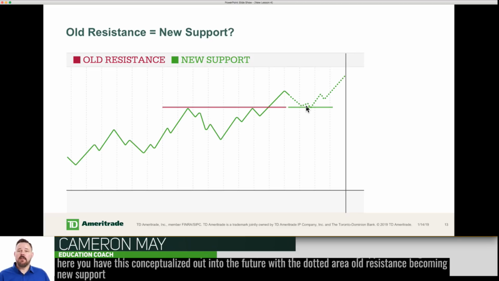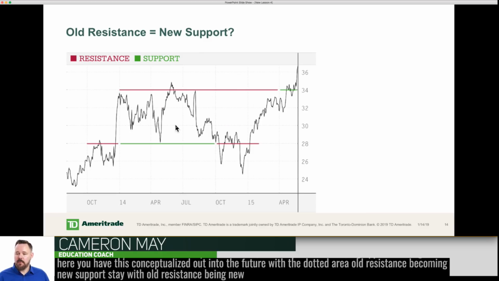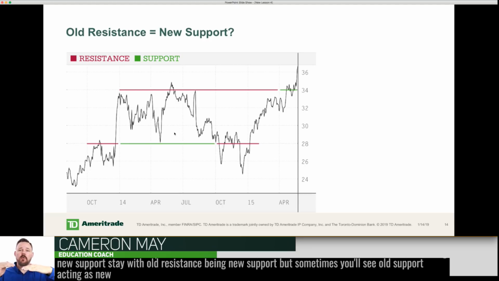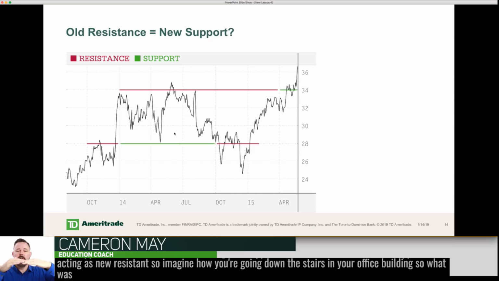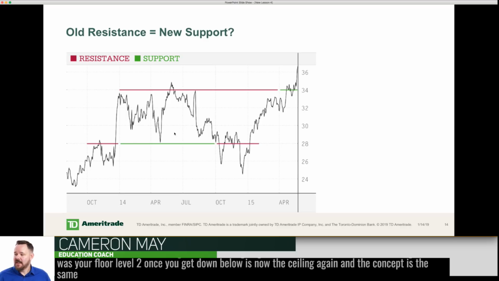Now the opposite is also true. My next slide is going to stay with old resistance being new support, but sometimes you'll see old support acting as new resistance. So imagine now you're going down the stairs in your office building. What was your floor for level 2, once you get down below, is now the ceiling again. And the concept is the same in technical analysis. Okay? So there we go, a couple of examples.